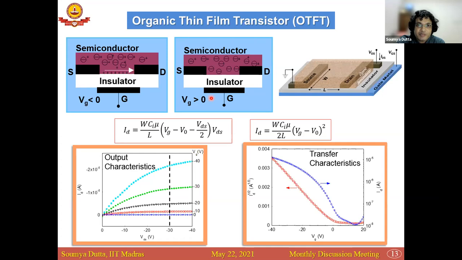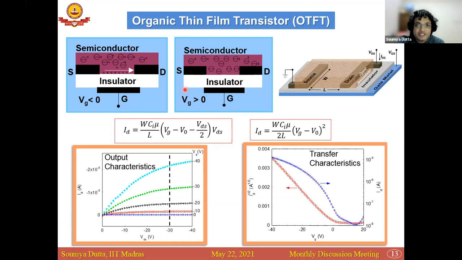On the other hand, if you apply positive gate bias, then the holes will be depleted from here and you will see kind of insulating, so there will be no current at all. I mean, it's a very low current here. So what you can do is, you can change the conductivity from low to high or high to low by just applying gate voltage.